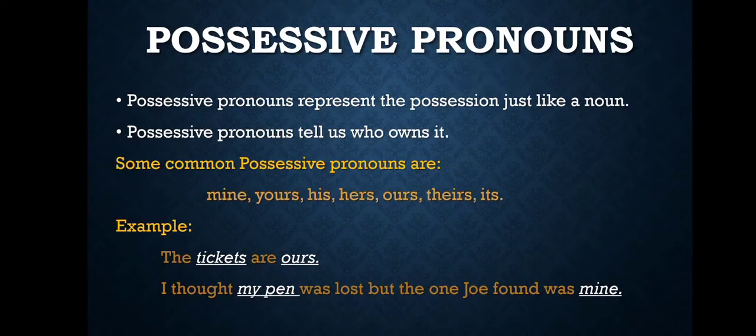Another example: I thought my pen was lost, but the one Joe found was mine. So here the possession is about the pen, my pen. So my is giving us an idea that there would be a possessive pronoun related to that particular pronoun my. So it is mine over here.